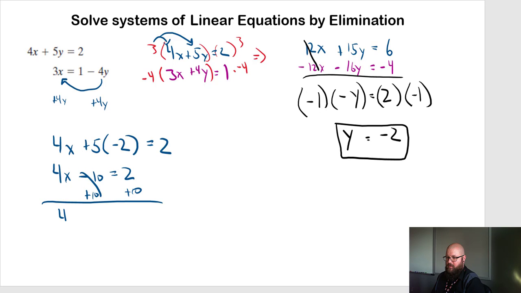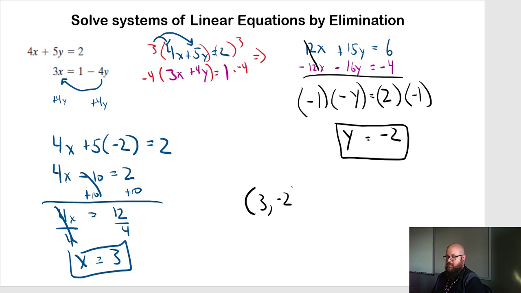Those go away. I'll have 4x equals 12. Then I'm going to divide by 4 on both sides to get rid of that 4 on the x. And my x is left with 12 divided by 4, which is 3. So the solution for this is your x value is 3, and your y value is negative 2. So the point (3, negative 2) is a solution for this problem by elimination.